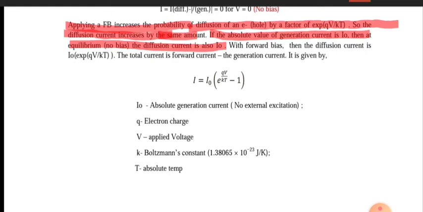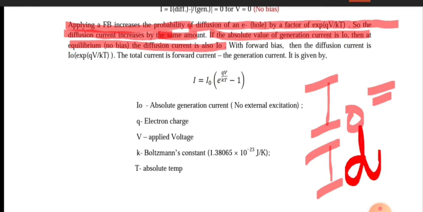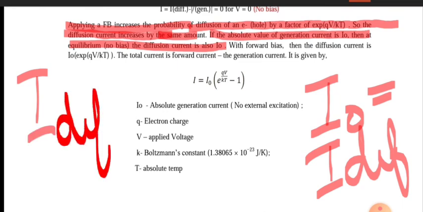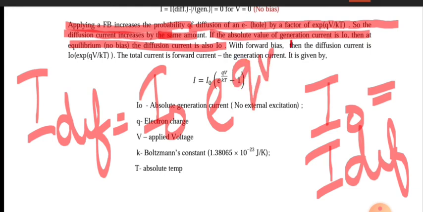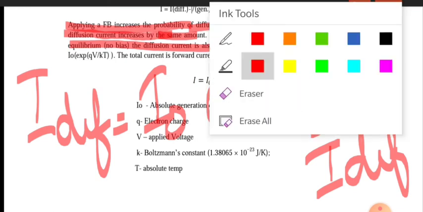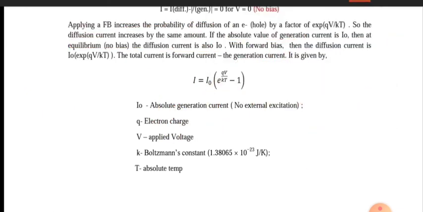Under equilibrium condition, if I naught is the generation current, this is the same as the diffusion current. Diffusion current is the same as this I naught. With forward bias, the diffusion current is increased by a factor of e raised to qV by kT, so the diffusion current can be written as I diffusion equals I naught into e raised to qV by kT.